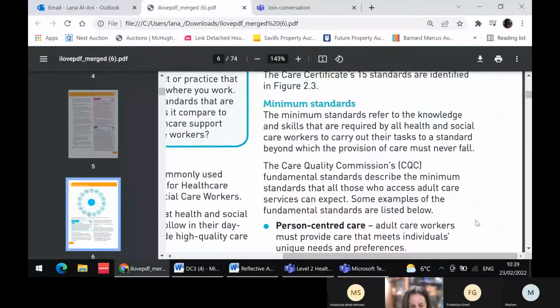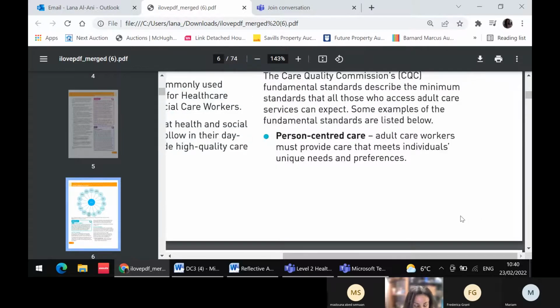And number 3 is minimum standards. The minimum standards refer to the knowledge and skills which are required from any care worker. So we all should have minimum standards. And the Care Quality Commission has minimum standards for us to follow as carers, which is first of all person-centered care.